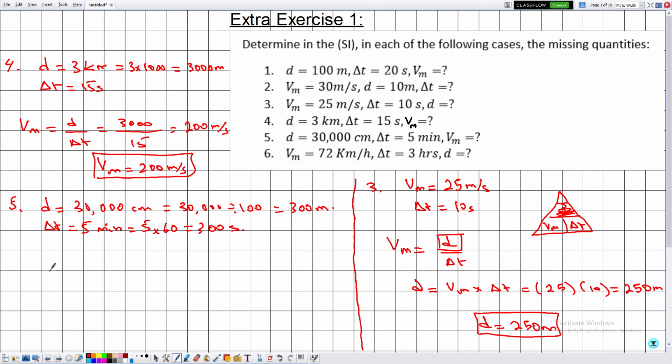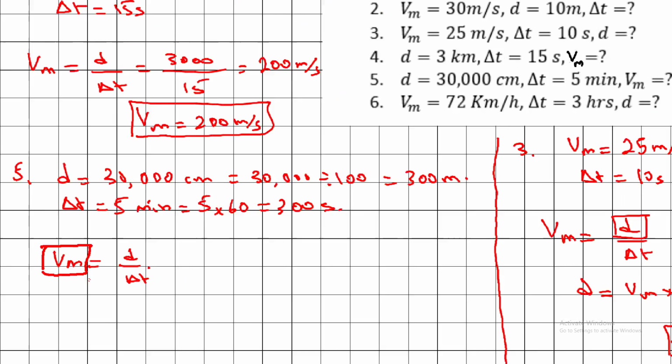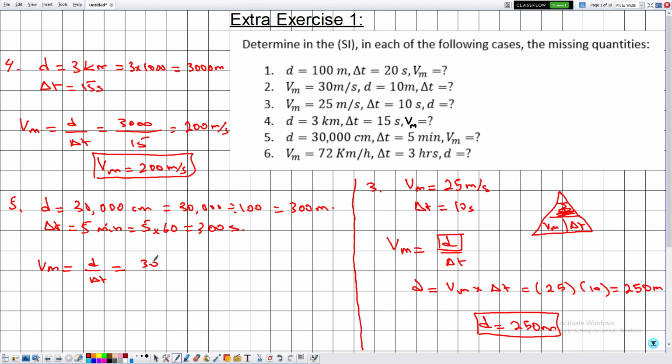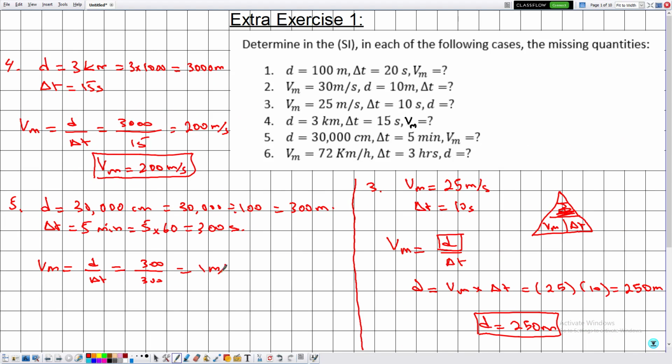Now in this case, we are interested in determining Vm, which is equal to d divided by delta t. No need to construct a triangle for this formula, because this is the quantity that we want to calculate. Then 300 divided by 300, this is equal to 1. Since everything is expressed in the SI, the value of Vm will be expressed in the SI, which is meters per second. Then Vm is equal to 1 meters per second.